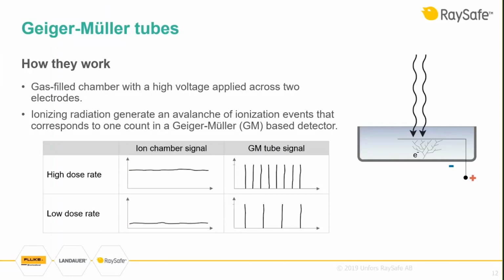There is a wide range of GM tubes available in all sorts of shapes and sizes. What they have in common, though, is that they have a more limited dose rate range compared to the ion chamber and a non-flat energy response. The graph at the bottom right is the energy response of a GM pancake tube that has a thin mica window.